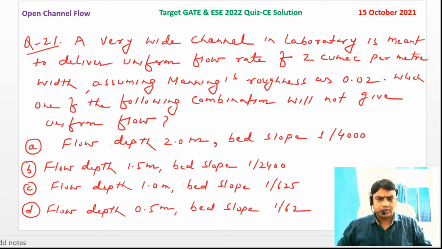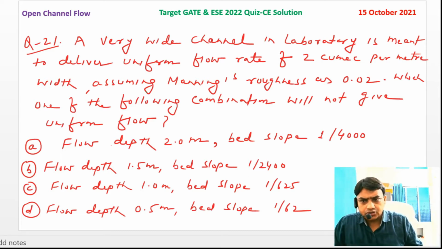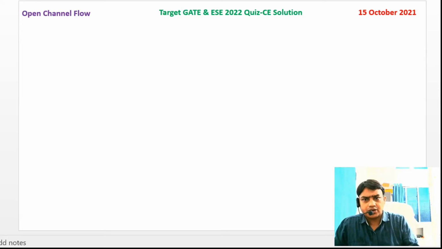So we have to check, out of these four options, in which the flow is uniform and in which the flow is non-uniform. Firstly, we have discussed the very wide channel. In open channel flow, a very wide rectangular channel is a channel in which the width of the flow is much greater than the depth of the flow.